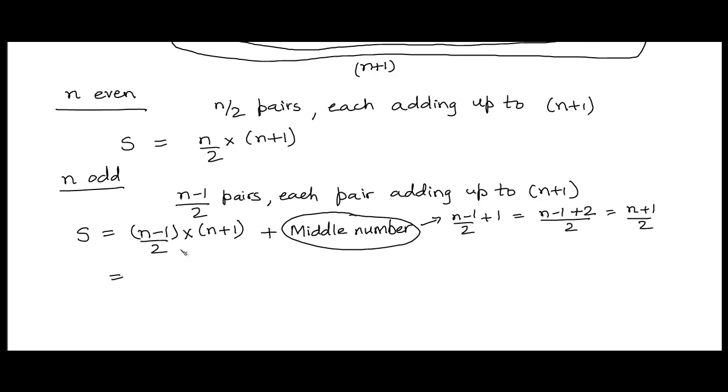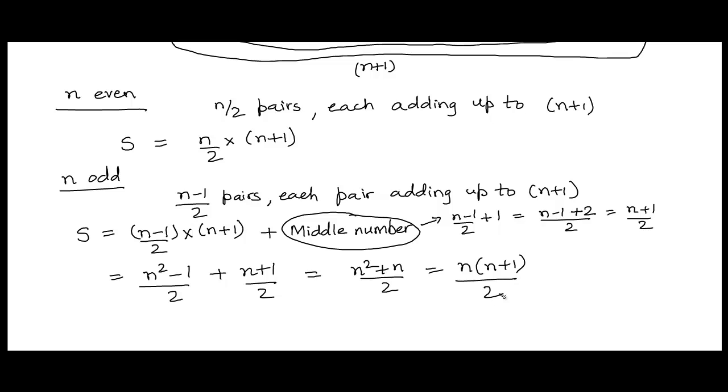So we can compute what S is. S would be n minus 1 multiplied by n plus 1, that's n square minus 1 divided by 2, plus the middle number, which is n plus 1 divided by 2. So this 1 here cancels out with this 1, and so we get n square plus n divided by 2, which is n times n plus 1 divided by 2. Again, we got the same answer as before when n was even, but through a slightly more complicated calculation.